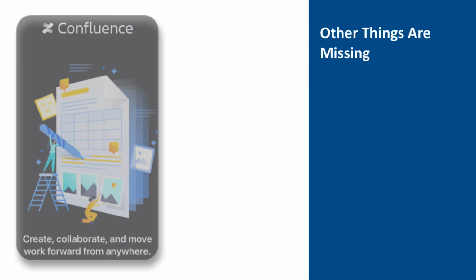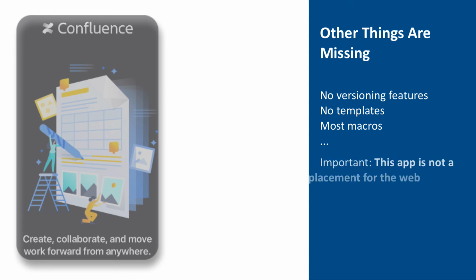If you are a regular Confluence user, you probably noticed that quite a few other things are missing besides tables and macros. For example, there is no versioning at all. Templates are nowhere to be found, and that is not the end of the missing list. But as we said at the start, this app is not an alternative to fully replace Web Confluence with all its features, and it was never meant to be.